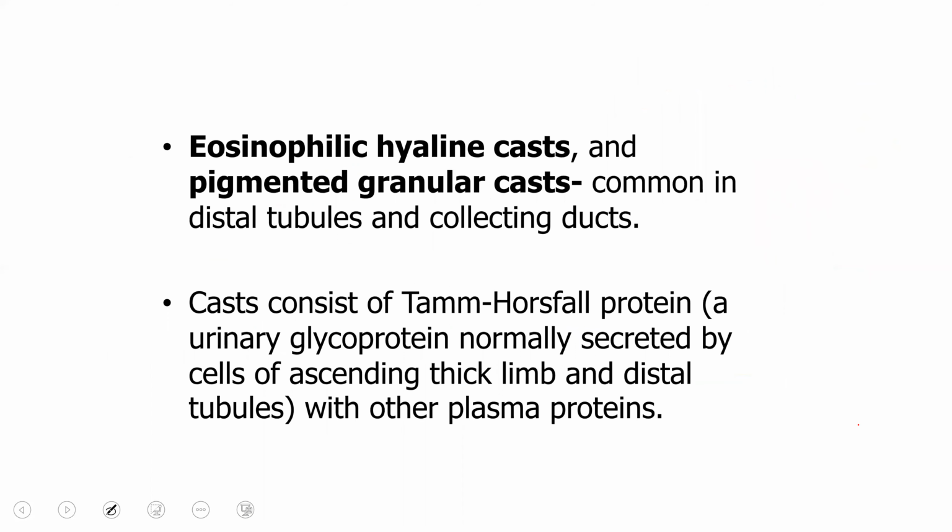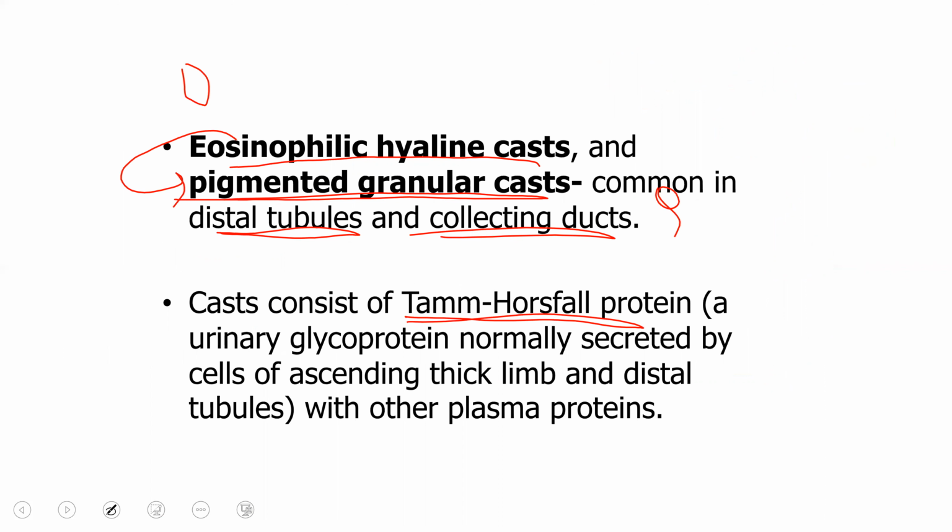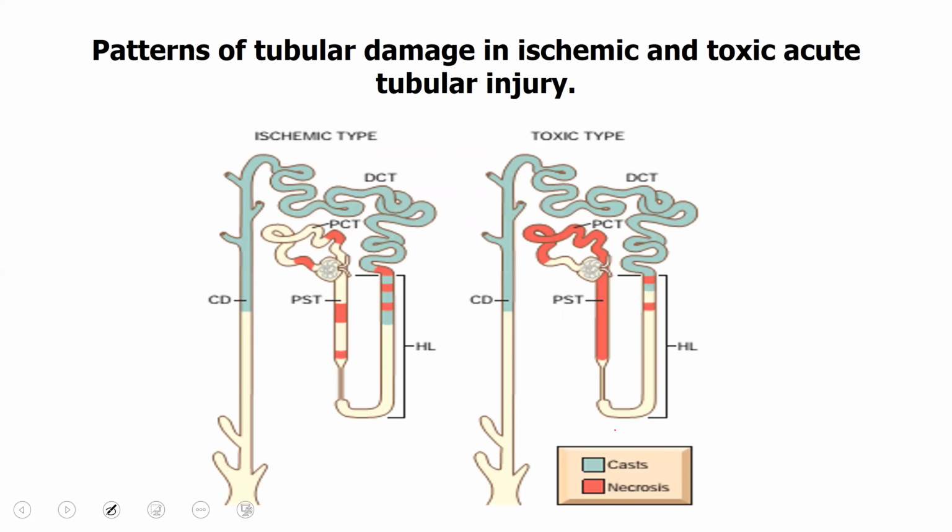So we can also appreciate the eosinophilic hyaline cast that is pigmented, and along with that we can appreciate the pigmented granular cast, which is formed by the hyaline cast coated by the cells, and that can be appreciated in the distal tubule and the collecting duct that I've already discussed. And as I've said, the cast consists of a protein known as Tamm-Horsfall protein, which is normally secreted by the thick ascending limb of loop of Henle along with other plasma proteins, and this is coated by the necrotic cells or necrotic debris, hence forming the dirty brown granular cast, and it can be appreciated in the distal convoluted tubule and also in the collecting duct.